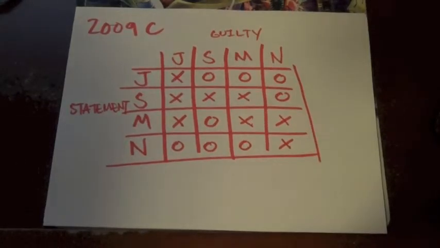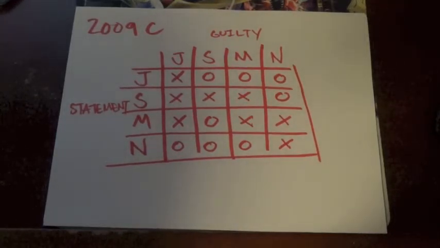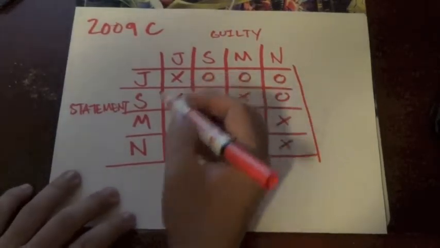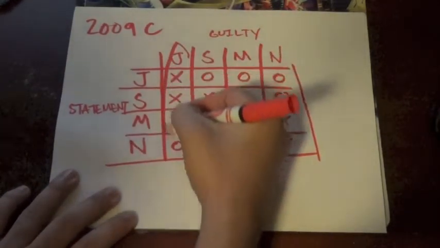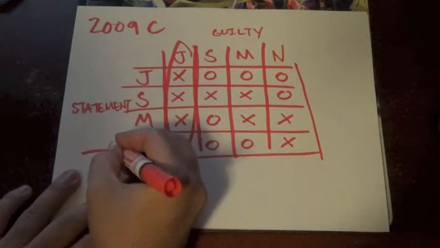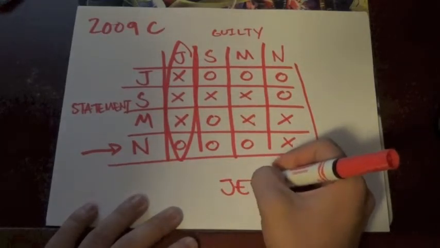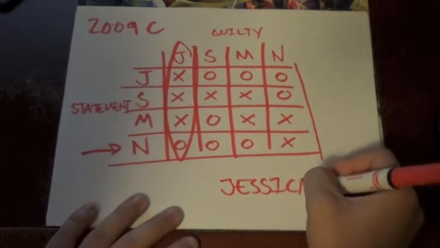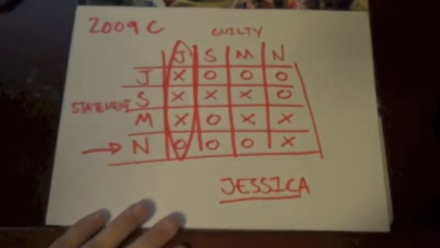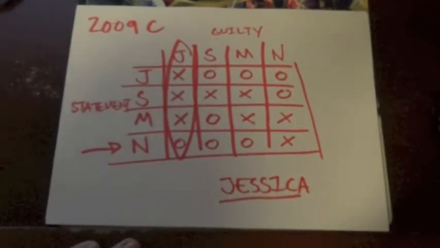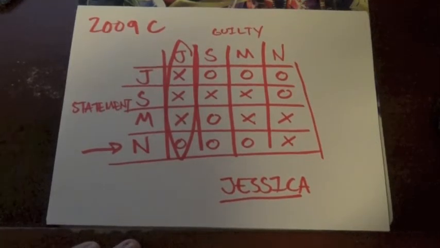Now that we have 4 different claims about who's guilty, we know that only one of them is telling the truth according to the problem. So which girl was guilty according to only one of the 4 statements? That would be Jessica, who is guilty according to Nicole's statement. Who knocked over the monitor? The right answer is Jessica. Now we've finished the 2009 problem A through C.